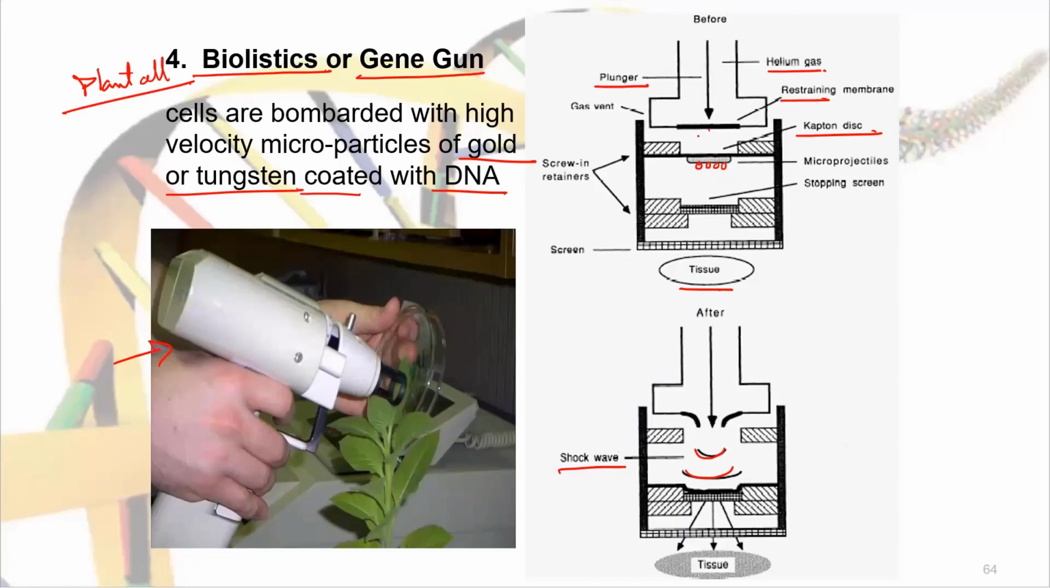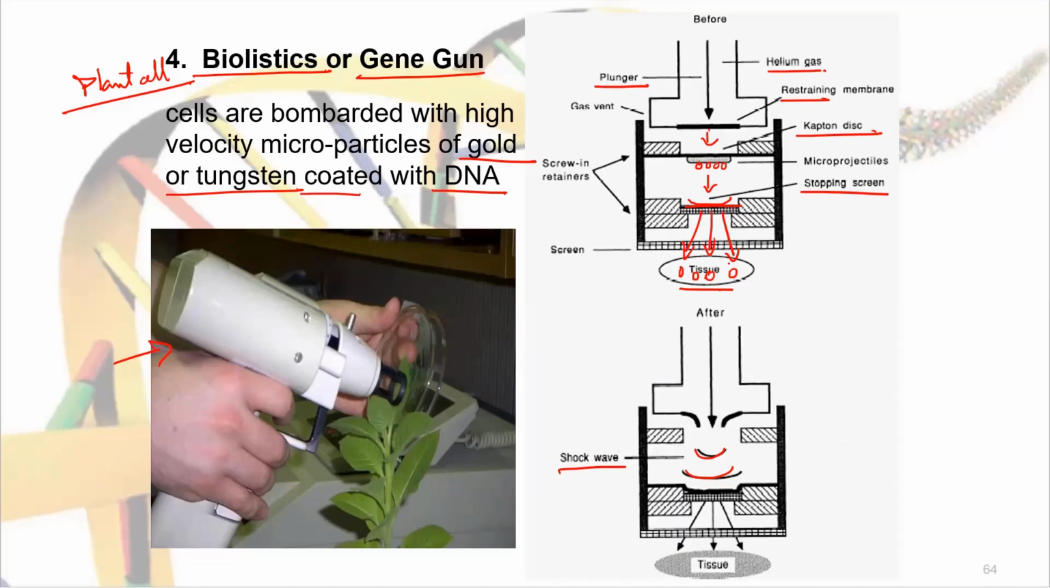Because of the shock wave produced from here, this disk will be moving at a very fast velocity, and it will strike against this platform where the disk will be retained. The disk will not go beyond, but these particles will move through the pores in this membrane, or stopping screen as we call it, and they will collide with the cells here. Because of this high velocity collision, the DNA will pierce through the walls of the cells, that is the cell wall, and enter inside the cell. Okay?